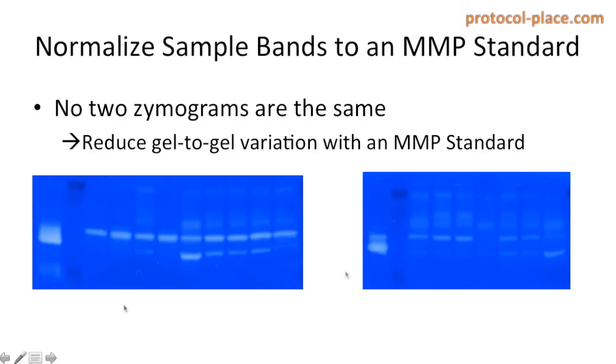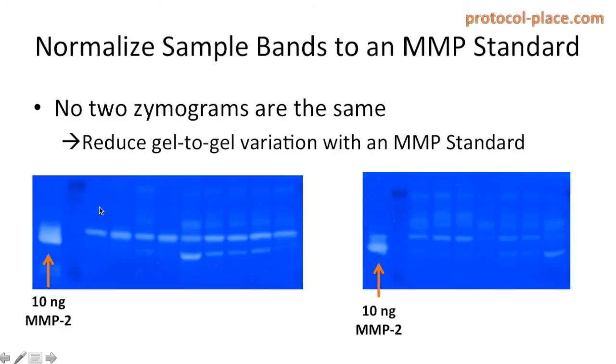Now, when I set this zymogram up, I added 10 nanograms of a purified MMP2 standard. And on our website, we have instructions on how you can prepare a standard like this. And it's very useful because you notice that in this zymogram, which has stronger bands of MMP activity, the standard also seems to have stronger activity.